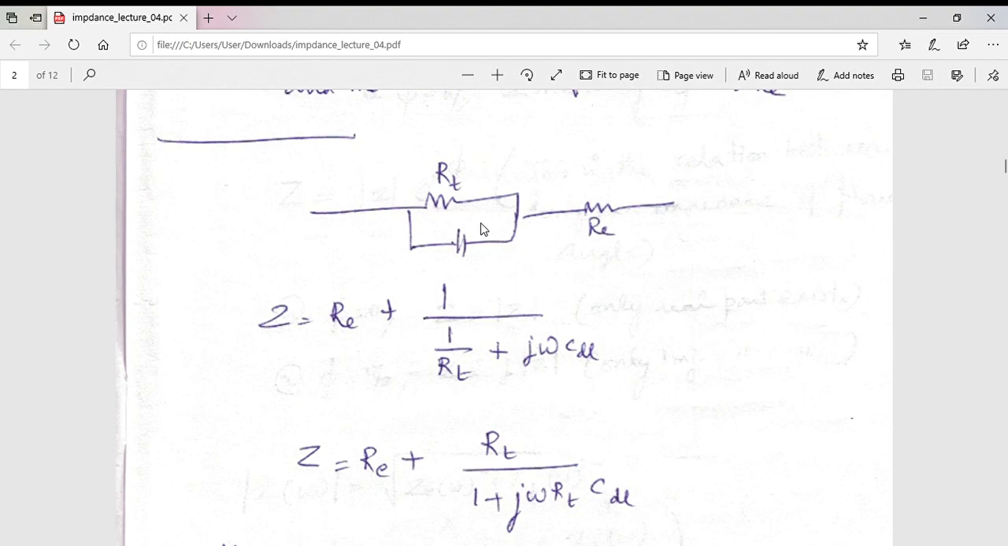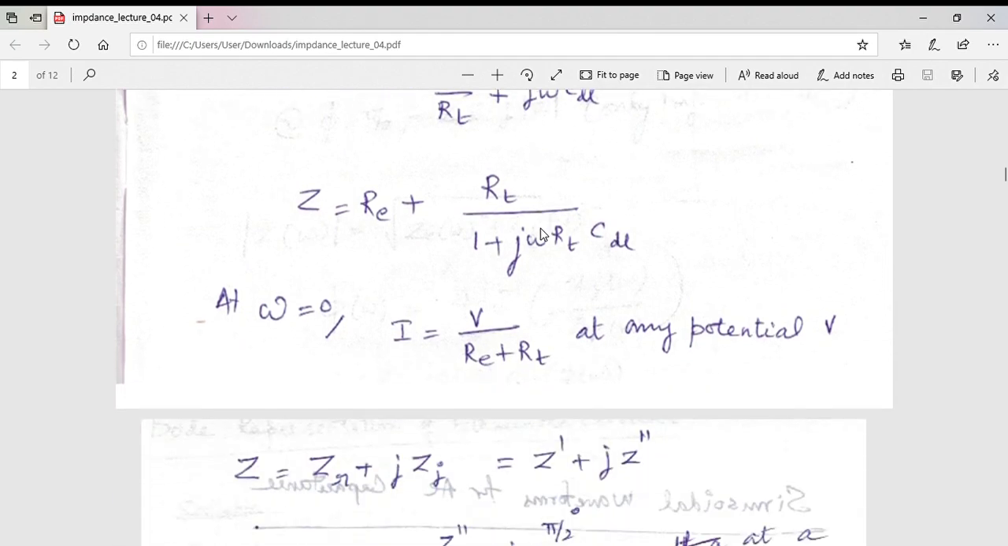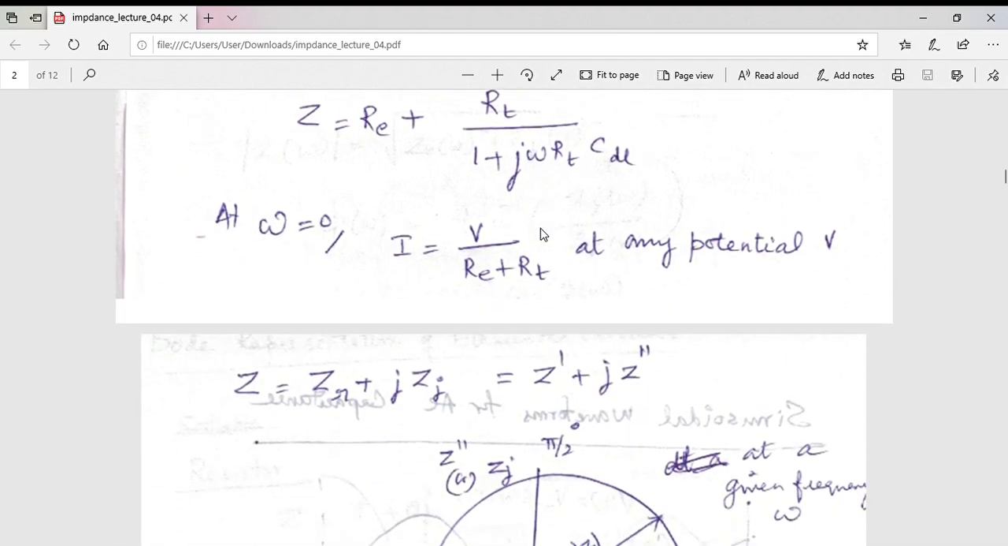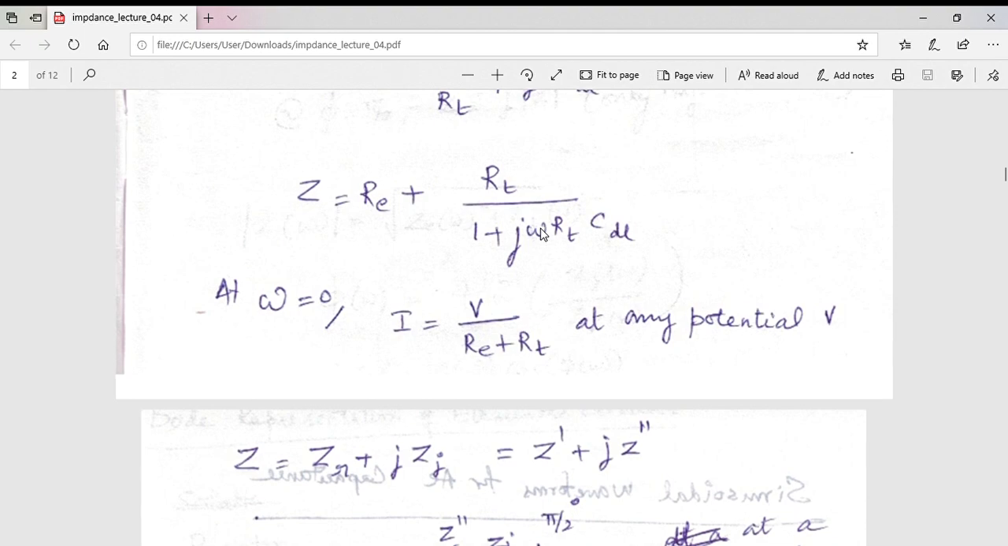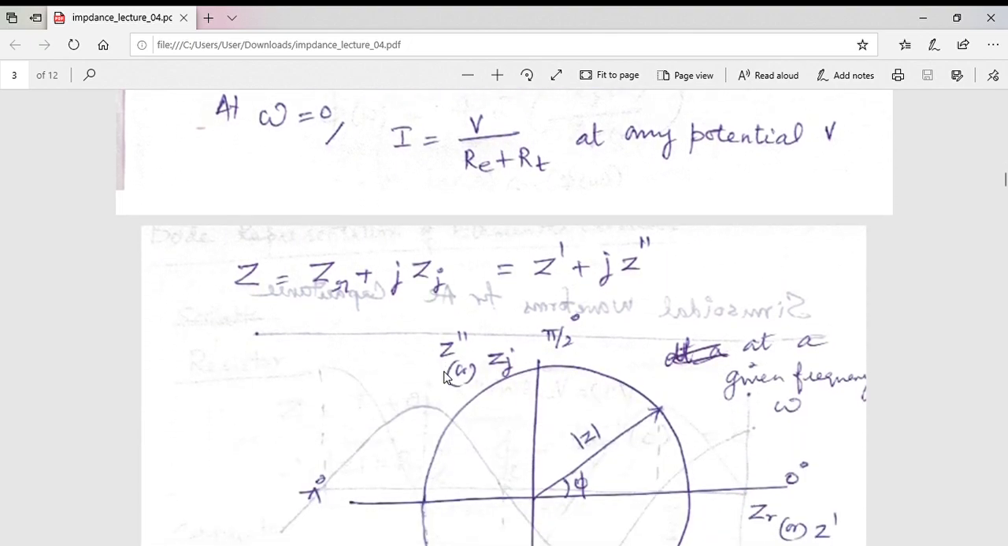Whereas if it's a real electrochemical system, since RT will change as a function of our potential, this would give a different impedance at different DC potentials. So the current at zero frequency will pass through both the resistor Re and RT. Current at high frequency will pass only through Re. That is the AC component. The DC component still will go through Re and RT.